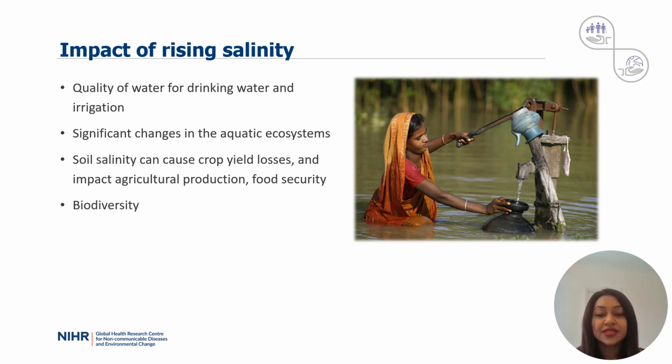Salinity also causes significant changes in the aquatic ecosystems. Rising salinity in soil can impact agricultural production and impact food security. Salinity impacts biodiversity as well. Much of the natural vegetation of salt-affected areas can be destroyed or damaged, which causes major changes to the landscape and biodiversity, including the destruction of many agricultural areas and the fragmentation of many wildlife corridors.